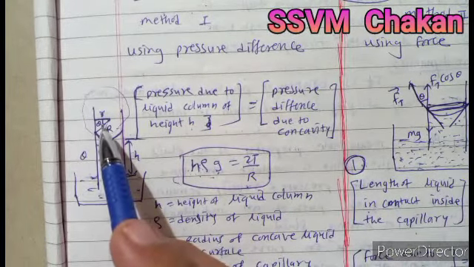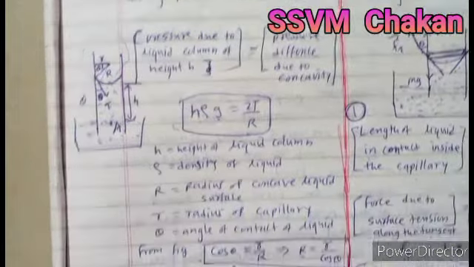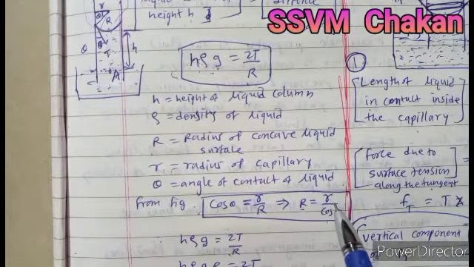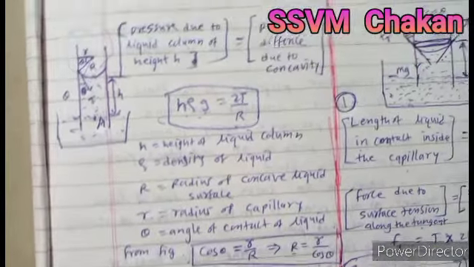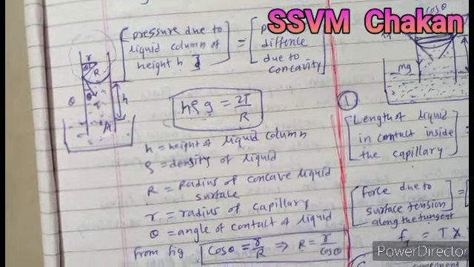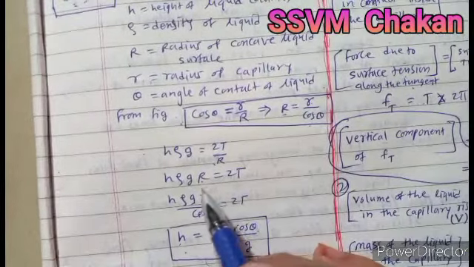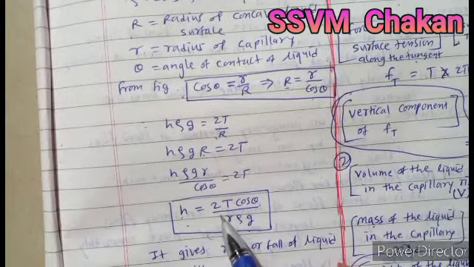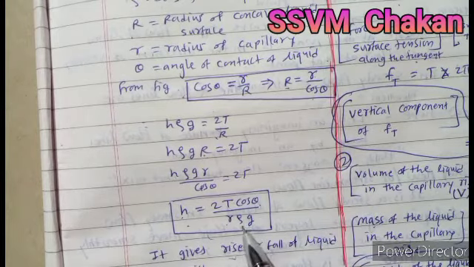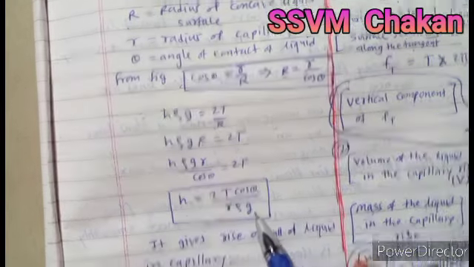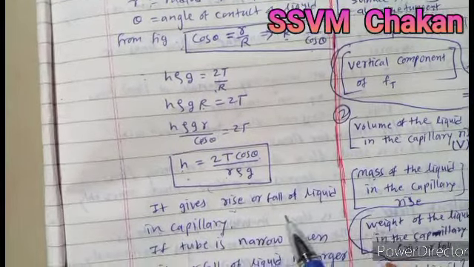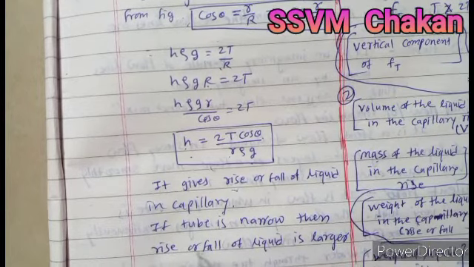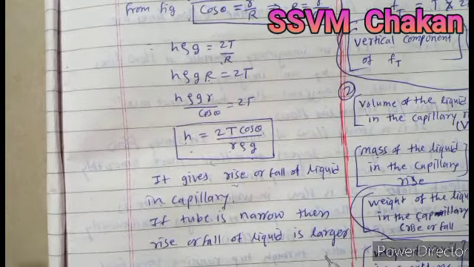Using the diagram, we write the formula for cos theta. Cos theta is nothing but small r divided by capital R, and from this capital R is equal to small r divided by cos theta. Substitute that value in the formula. We are substituting the value of capital R. Then we get h is equal to 2T cos theta divided by r rho g. It gives the rise or fall of liquid in a capillary. If the tube is narrow, then the rise or fall of liquid is large.